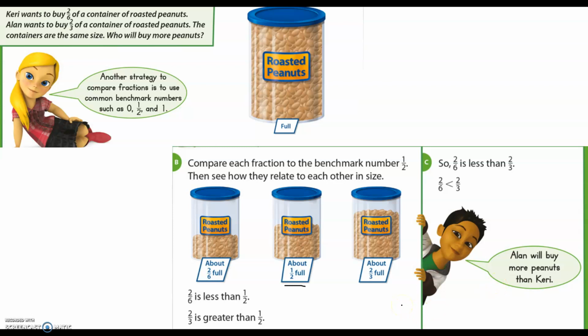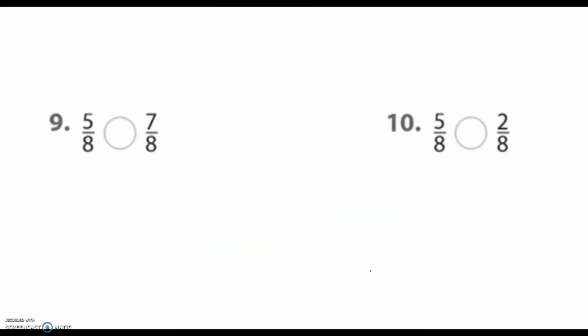You can also think about it by looking at your numerator and your denominator. How much is half of 6? 3/6 would be half of 6. Carrie only has 2/6, so she does not have half. Half of 3 is 1.5. Alan has 2, which is more than 1.5, so he has more than half. So thinking about it mentally, you can think about what a half is.